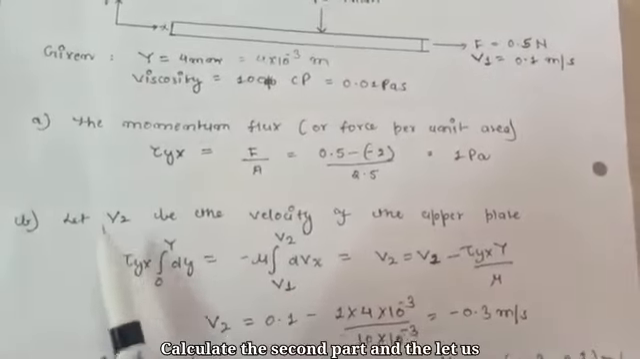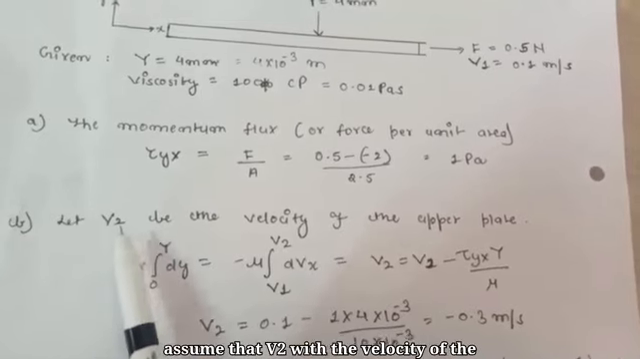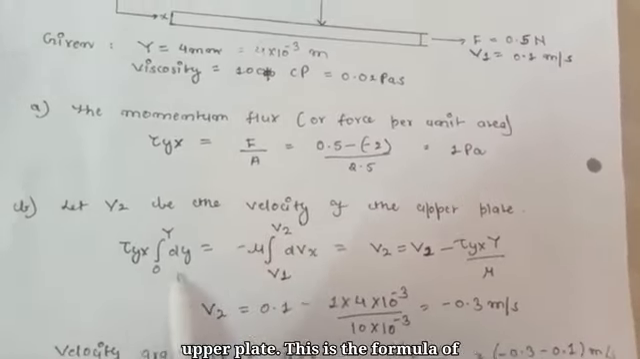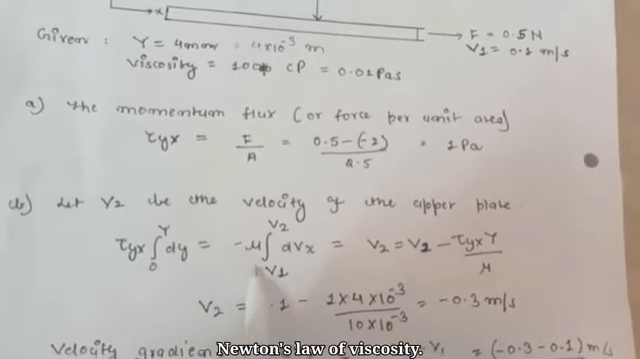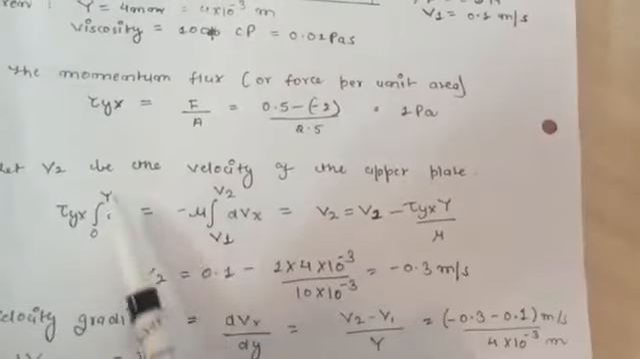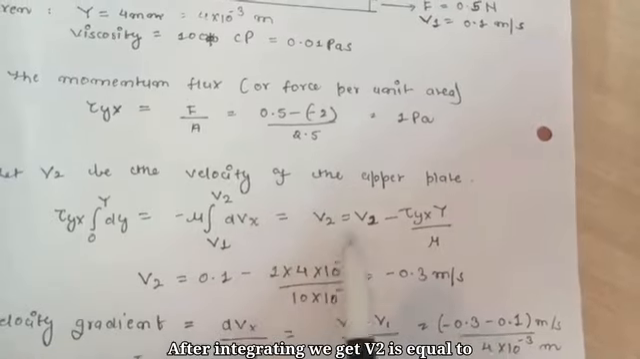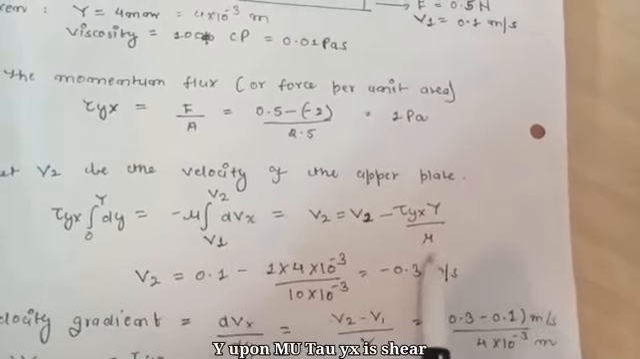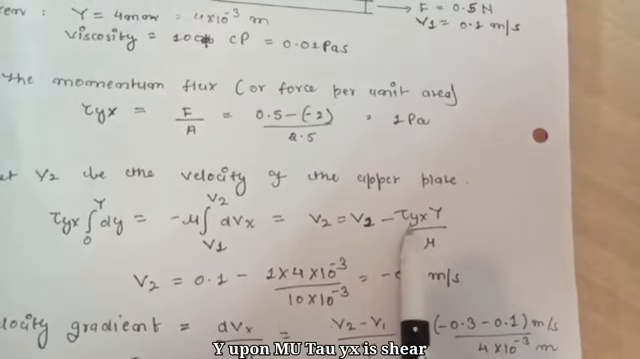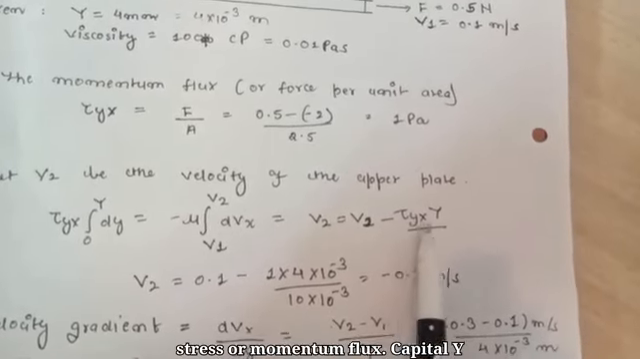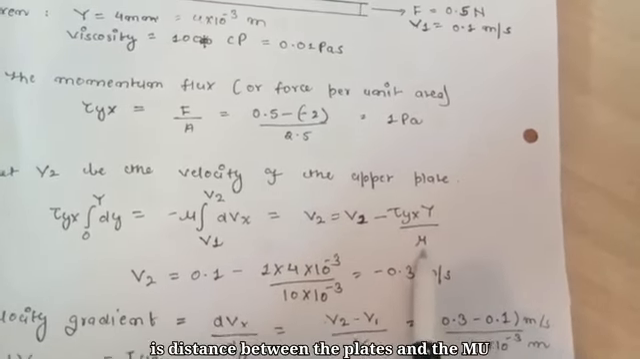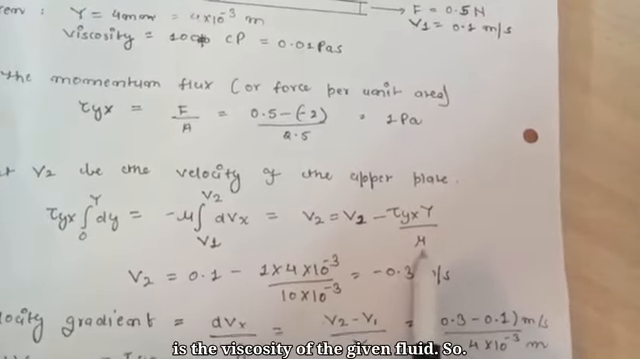Now we will calculate the second part, and let us assume that v2 is the velocity of the upper plate. This is the formula of Newton's law of viscosity. After integrating, we get v2 is equal to v1 minus tau yx into Y upon mu. Tau yx is shear stress or momentum flux, capital Y is the distance between the plates, and mu is the viscosity of the given fluid.